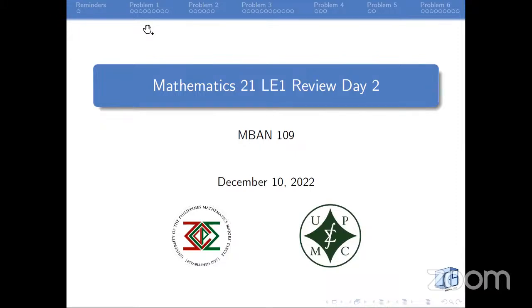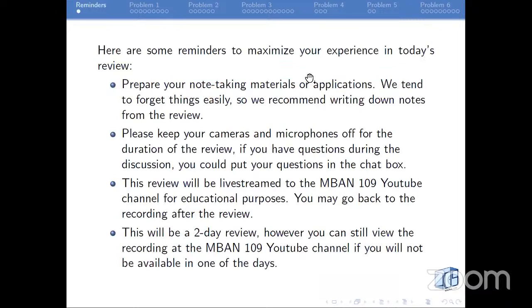So, reminders. Here are some reminders to maximize your experience in today's review. Prepare your note-taking materials or applications. We tend to forget things easily.